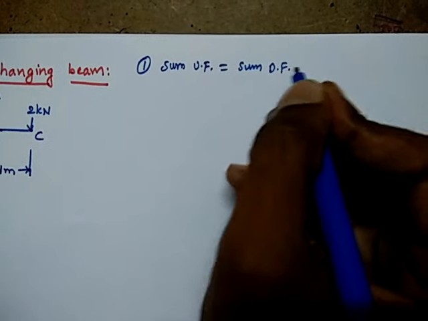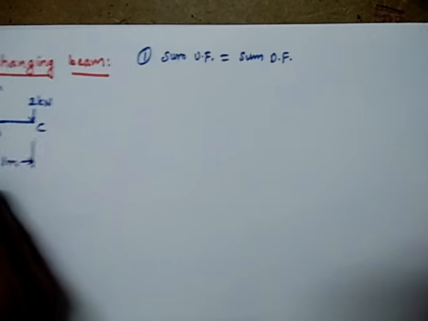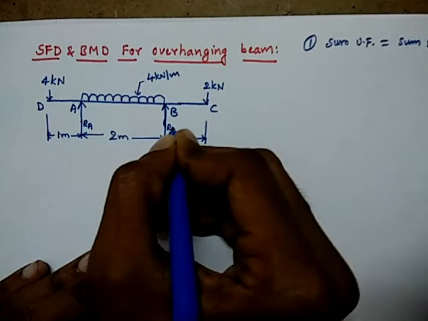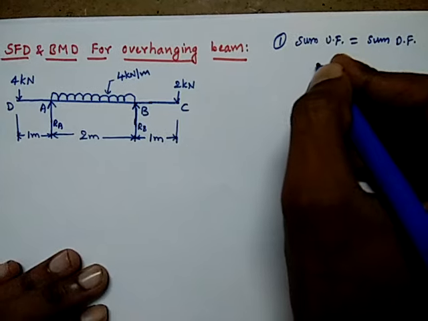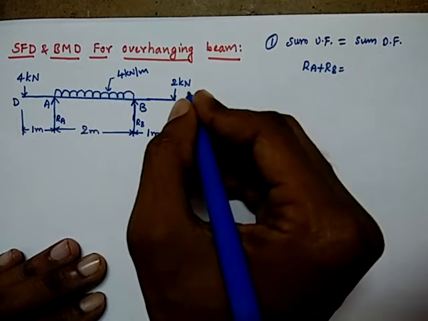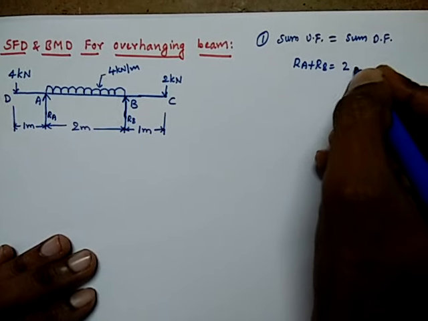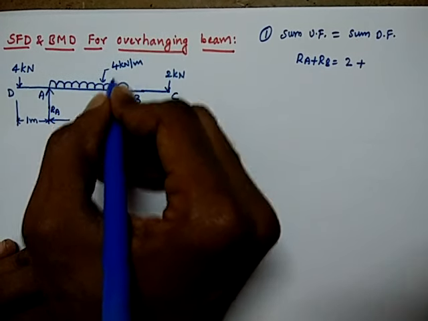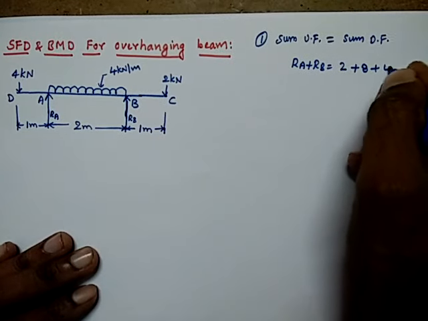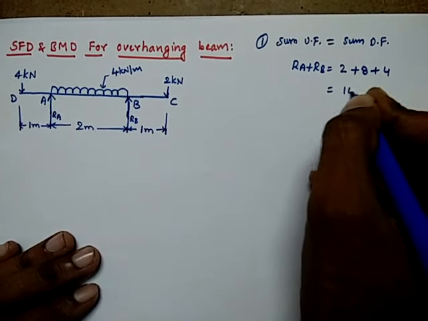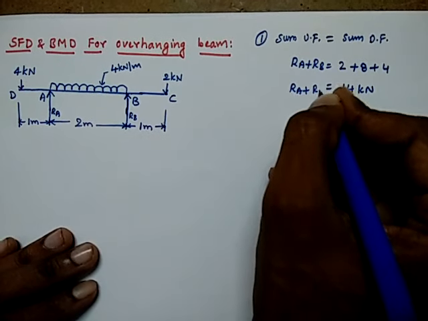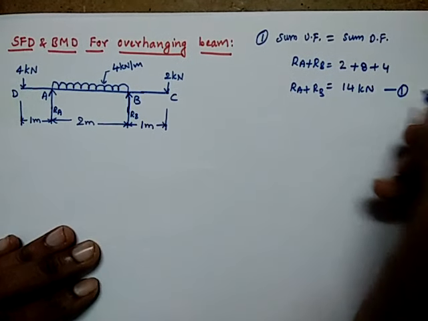Upward forces, here you will get reaction forces at A and B, RA and RB. So upward forces RA plus RB is equal to downward forces. We have 2 kilonewtons plus the total UDL value, 4 into 2 is 8, and plus 4 here. So the total here is 14 kilonewtons, that is RA plus RB. This is equation number 1.